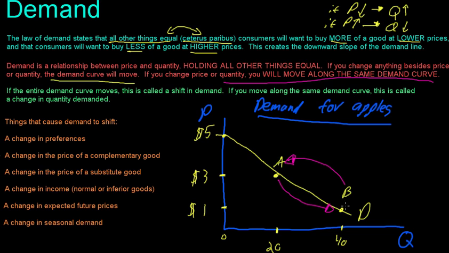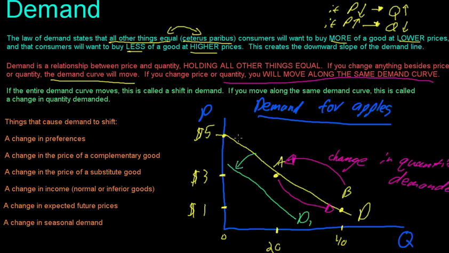So from point B to point A, this is a change in quantity demanded. And then let's say that the entire curve moves, so let's say from this yellow line to this green line, and that would be D1. So from D to D1, that would be a change in demand. Or we also say a shift in demand.